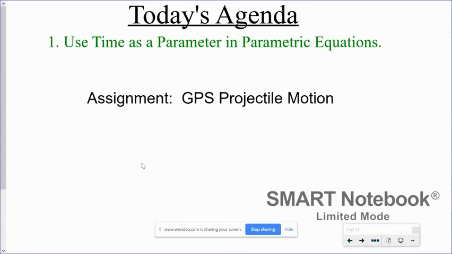In the last class, we introduced what are known as parametric equations. We're just going to take it a little deeper today, and we're going to see how perhaps in applied mathematics they use parametric equations. So our goal today is just to use time as a parameter in parametric equations. There's an assignment on Google Classroom. You do have a GPS regarding projectile motion.